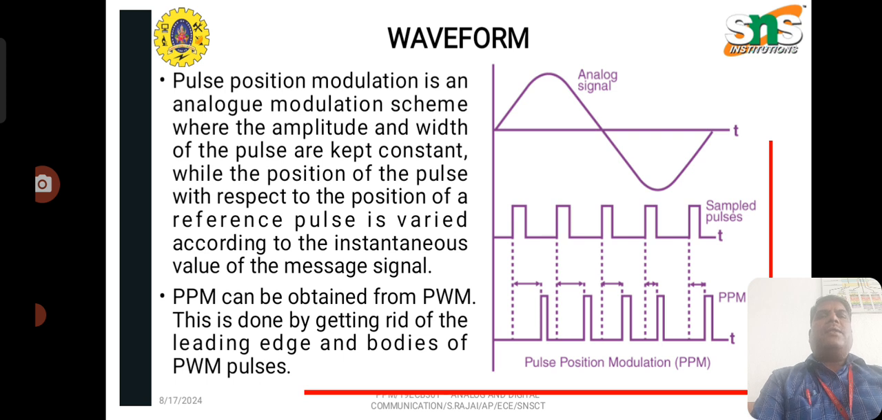Waveform. Pulse position modulation is an analog modulation scheme where the amplitude and width of the pulses are kept constant, while the position of the pulses with respect to the position of the reference pulses is varied according to the instantaneous value of the message signal. PPM can be obtained from PWM. This is done by getting rid of the leading edge and body of the PWM pulses.